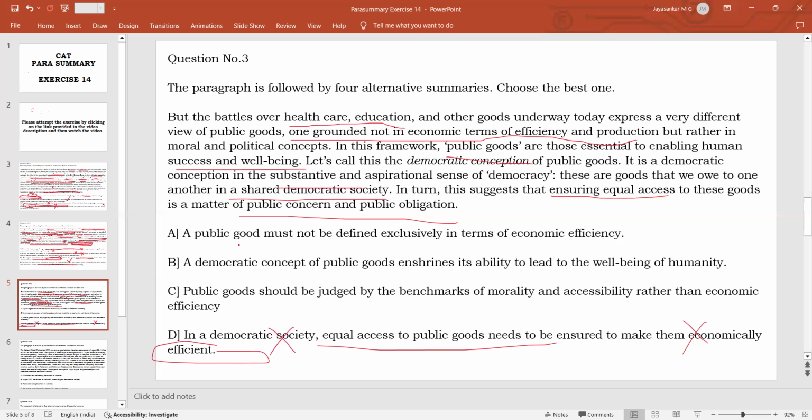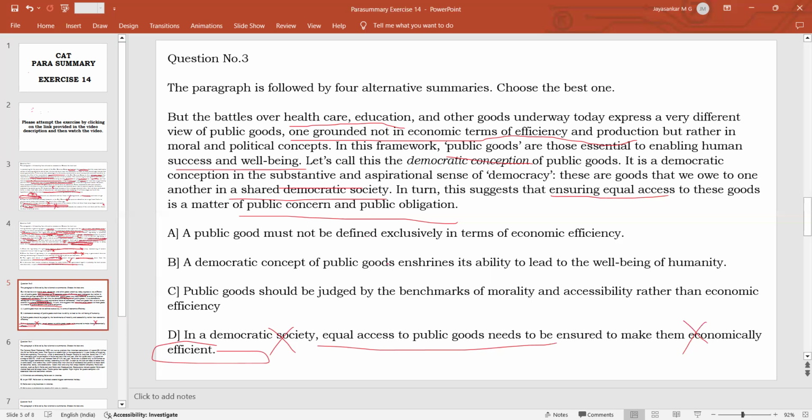Now you have three good options, A, B, and C, out of which we need the best option. Again, the same principle we have discussed in the beginning. Any option that talks about the essence of the passage specifically should be the answer. So if you apply that, which will be the answer?